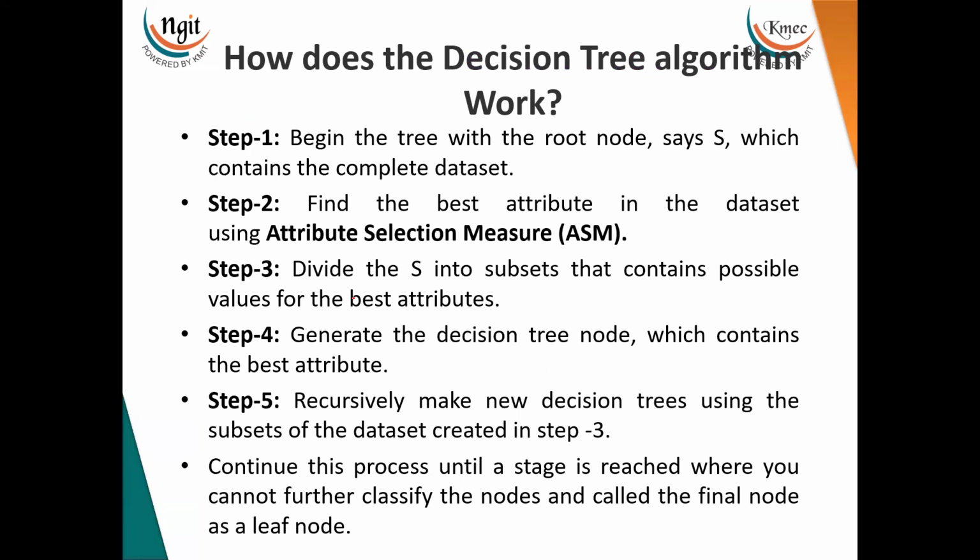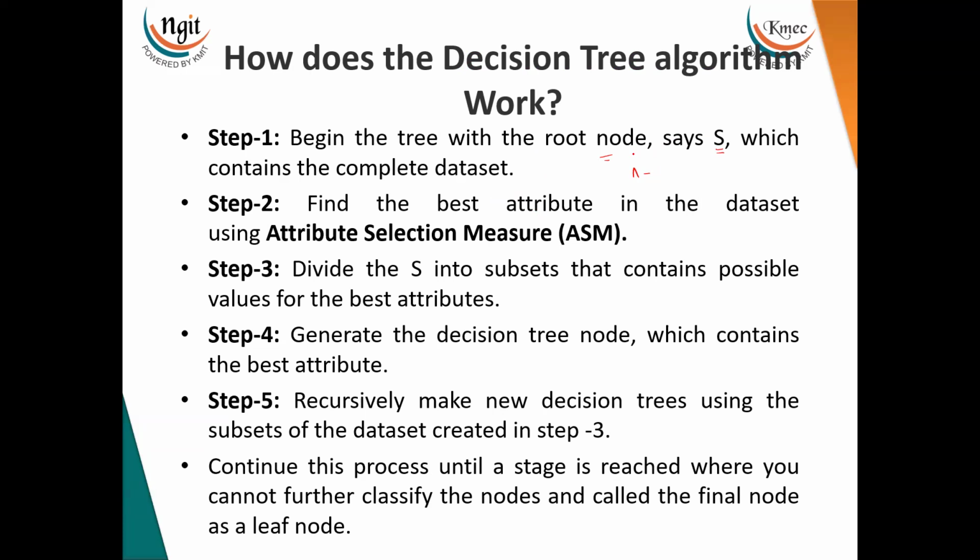Then coming to the working of this decision tree algorithm, we have some steps. The very first step is we are going to begin the tree with the root node. Let us say that it is S, which contains the complete data set. So this is our step one. Coming to step two, find the best attribute in the data set. We know that we are going to have n number of attributes, that is features. So in that, we have to find out the best attribute.